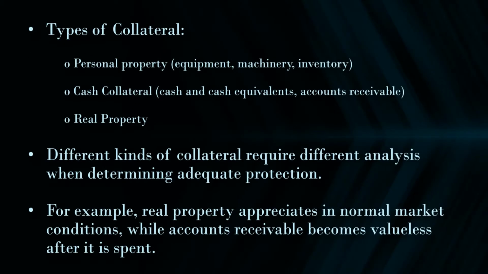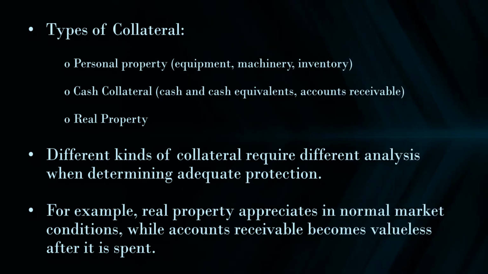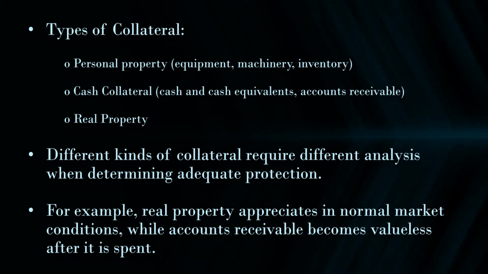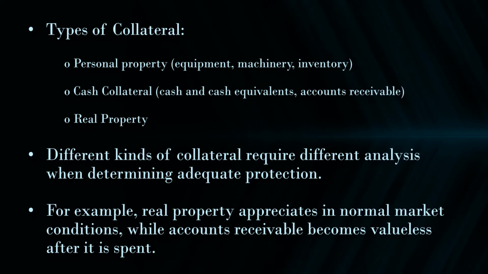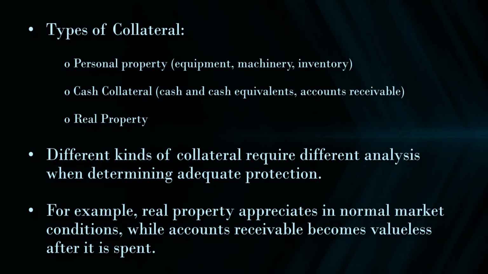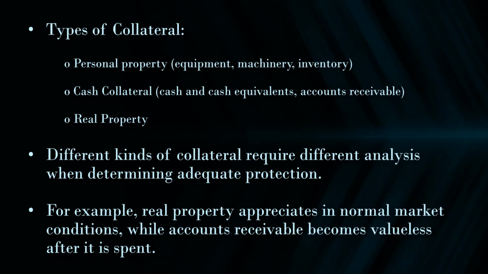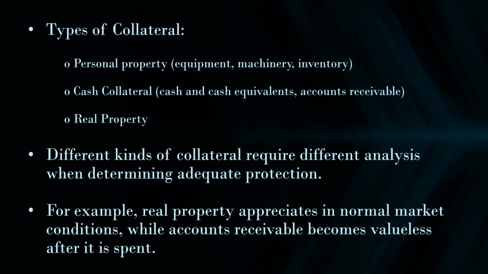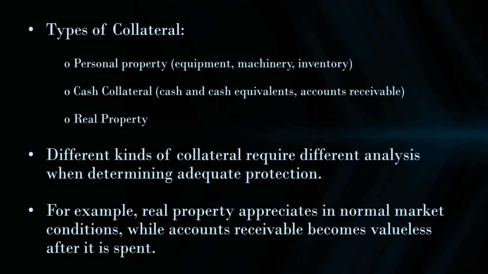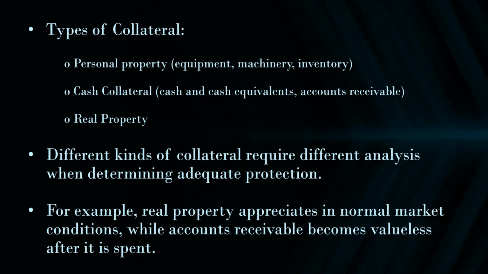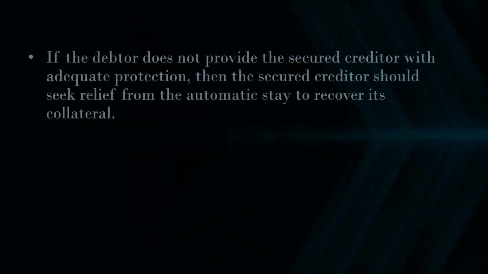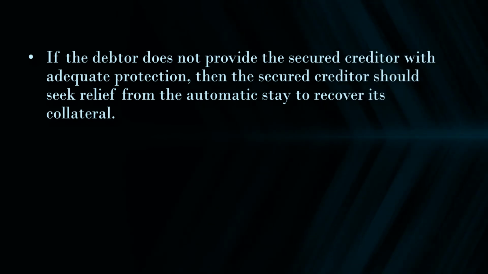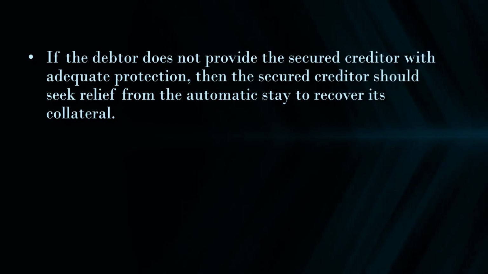Types of collateral: personal property, such as equipment, machinery, or inventory; cash collateral, such as cash and cash equivalents, accounts receivable; real property. Different kinds of collateral require different analysis when determining adequate protection. For example, real property appreciates in normal market conditions, while accounts receivable becomes valueless after it is spent. If the debtor does not provide the secured creditor with adequate protection, then the secured creditor should seek relief from the automatic stay to recover its collateral.